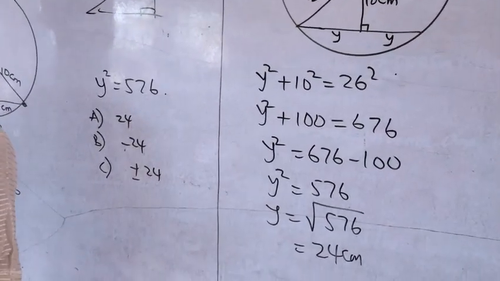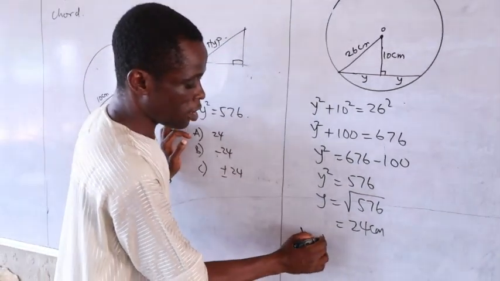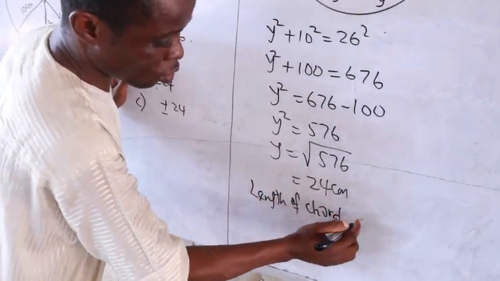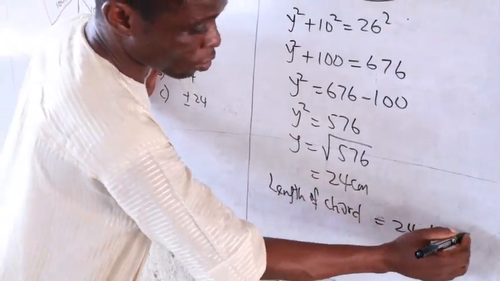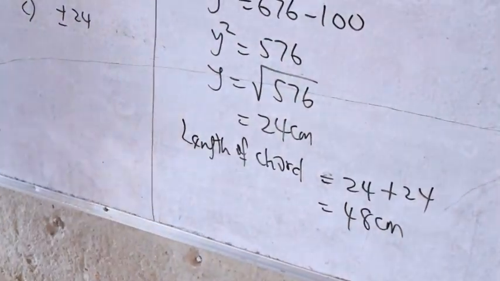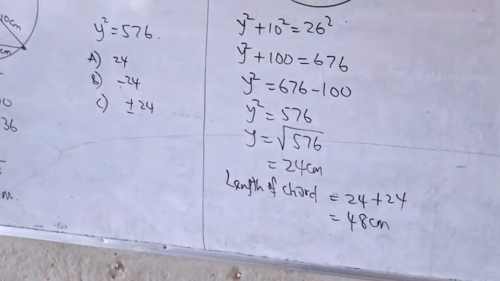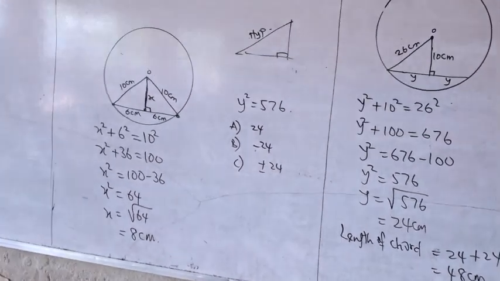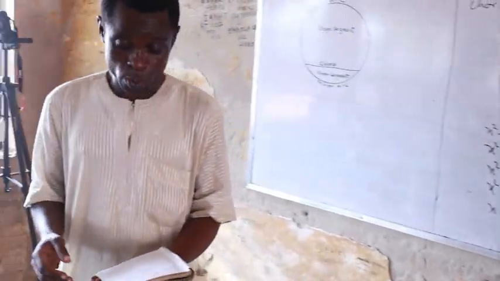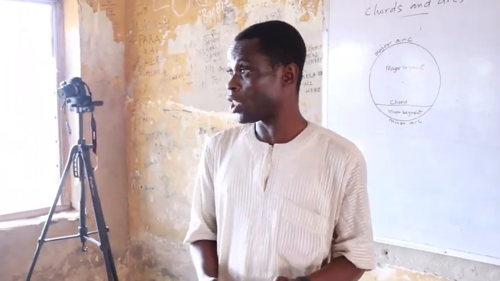But that is not the final answer, because the question is to find the length of chord. Length of chord is equals to 24 plus 24, and that is 48 centimeter. Is that taken? Now, I will still give you the last example on this one. Then I will give you classwork to do before we continue with another aspect of this topic. Are you ready?